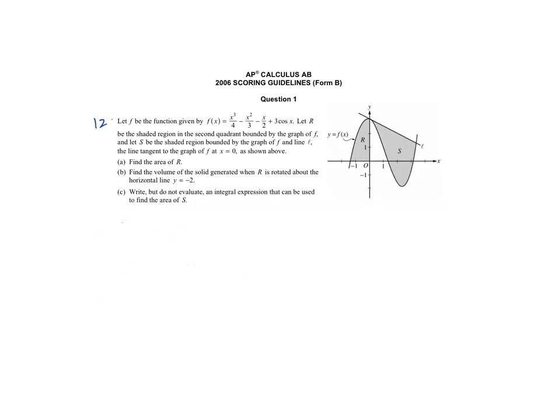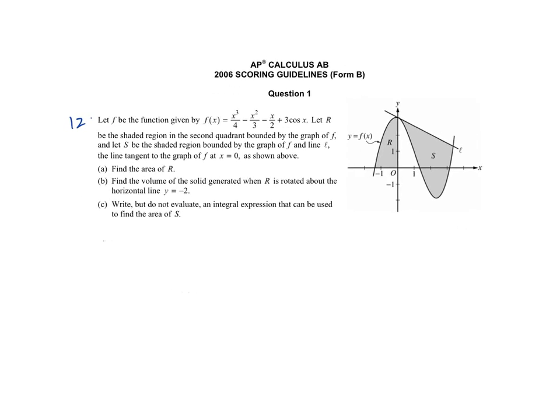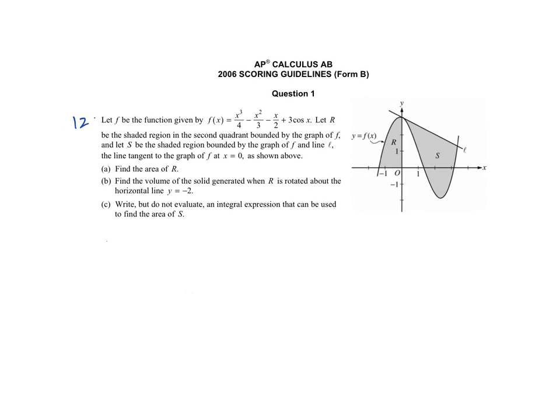All right, so here we go. It's 2006 Form B, question 1. Again, a calculator question. So they're giving us two regions. For part A, they want us to find the area of R. So let's see. First thing we're going to need to figure out here is where R crosses the x-axis. So that's the first thing I need to figure out. So we're going to go from this point here to 0.